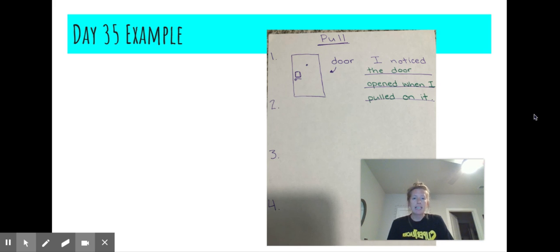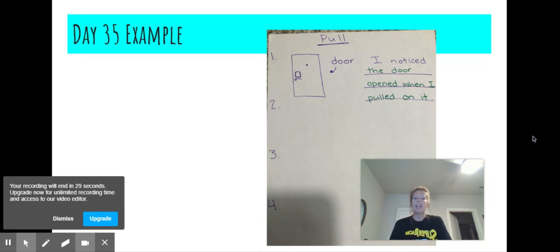So you will need to do this with your own examples. You should find 4 things in your house that you can pull. Next, you'll be drawing and labeling your pictures as well as writing what you noticed. Now, if you need help thinking of things that you can pull, I want you to rewind the video and go look at the examples on the slide that says pull. Don't forget when you do yours, you should have a title at the top, pull, and I want you to use complete sentences. So make sure your sentence starts with a capital letter and ends with a period.